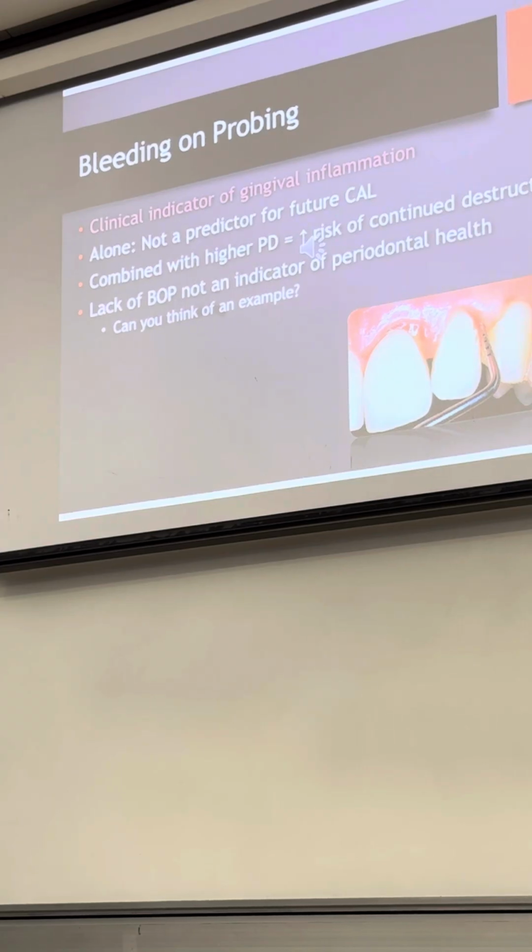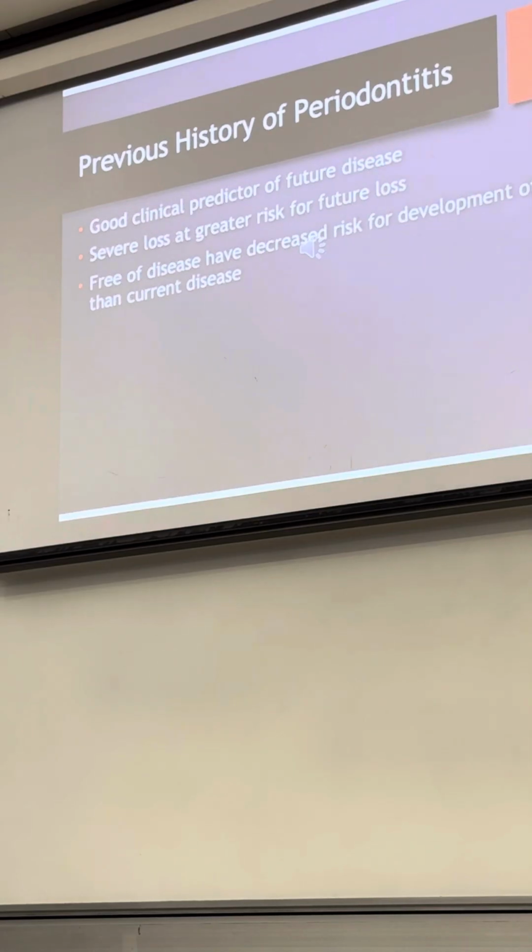The lack of bleeding on probing is not an indicator of periodontal health. What was an example of that? Patients who smoke. Just because you're not seeing any bleeding doesn't mean that we're in a healthy state. All right, and the last one here, previous history of periodontitis. Because they've had that history, that is a good clinical predictor for future disease. Those with severe loss are at greater risk for future loss, and those free of disease have decreased risk for development of CAL and current disease. So once patients are stable, that does decrease their risk of it developing.